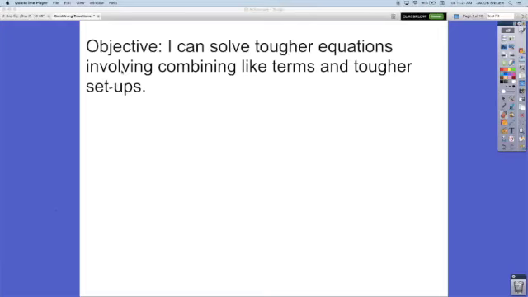All right, guys, here we go. We're going to step it up a notch today. Today, we're going to solve tougher equations involving combining like terms, and you might have some tougher setups. So go ahead and copy that down.